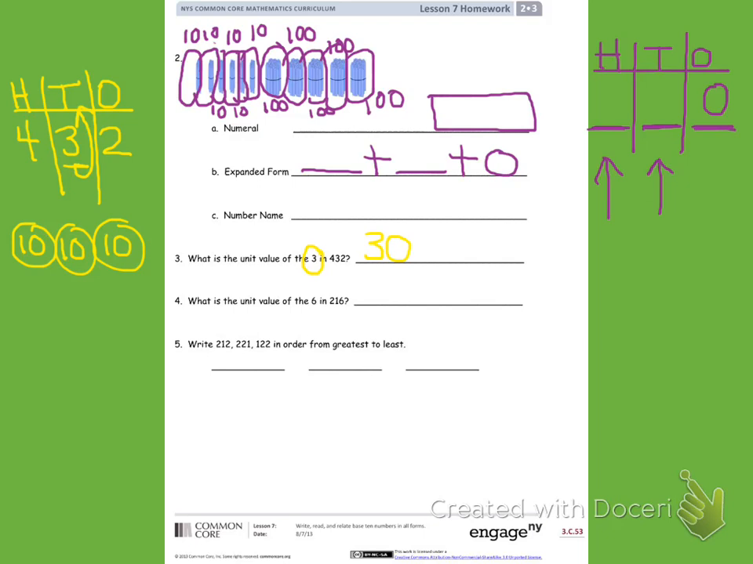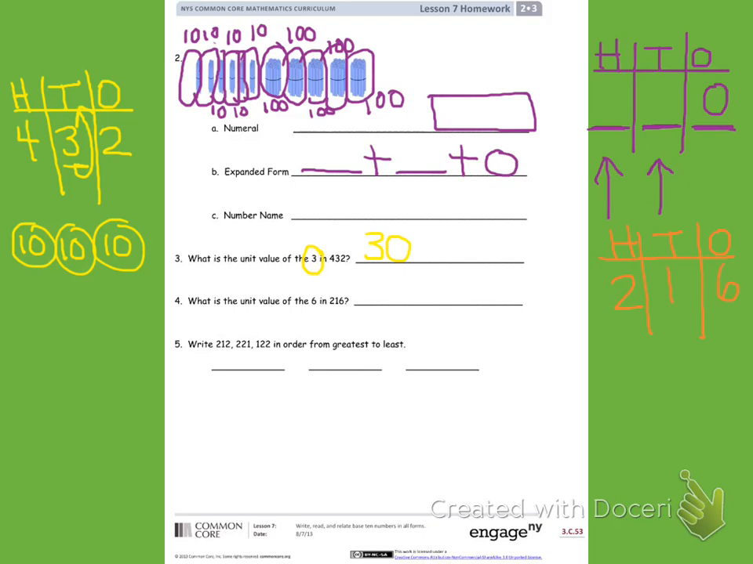In problem 4, they want to know the unit value of the 6 in the number 216. Again, you can draw the place value chart. Ones, tens, hundreds. Always label the chart. Write the number 216 in the chart.